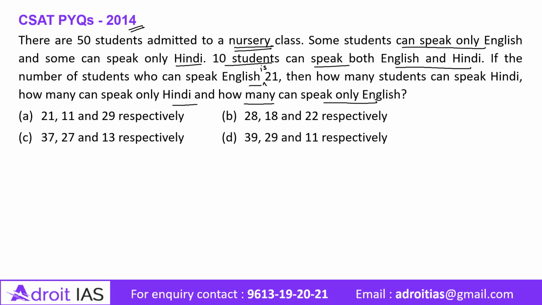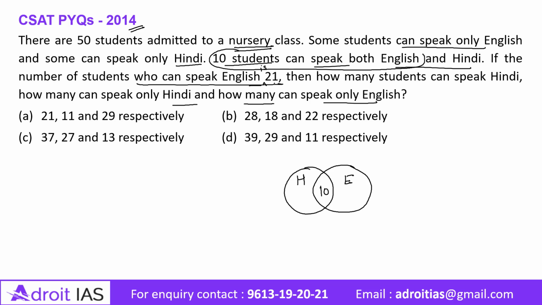Okay, friends, this is a very simple question of Venn diagram because it is just based on 2 attributes only, right? So let's say this is Hindi and this is English. Question is saying 10 students can speak both English and Hindi, so 10 comes over here. And the number of students who can speak English is 21. So obviously 11 will be coming over here since this is the oval of English, total 21. So 10 is already here, so now 11 is left. And obviously total 50 students are admitted. So this is 21, so 29 are left.